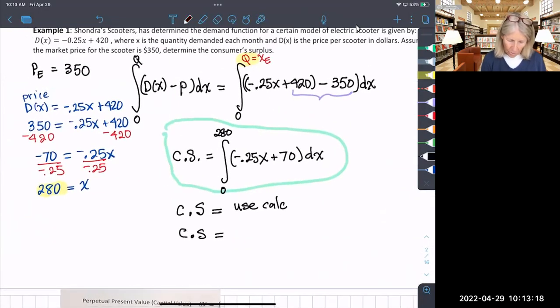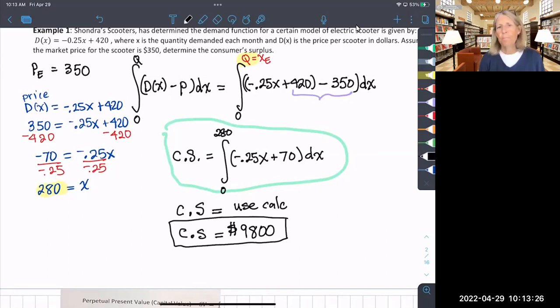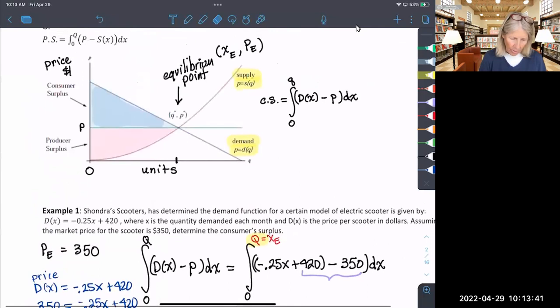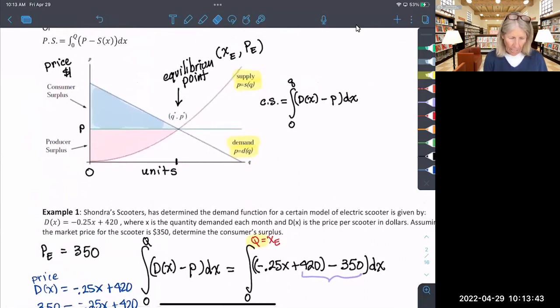Now remember, consumer surplus is a money amount. So this is 9,800. So this would be the consumer's surplus here. Okay. So there it is. So again, in this chapter, use your calculator to evaluate your integral. You do not need to do these by hand. All right. So again, keep in mind the picture. What I just found was this area under the demand function above the price function.